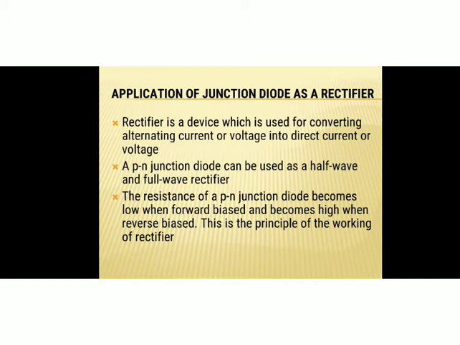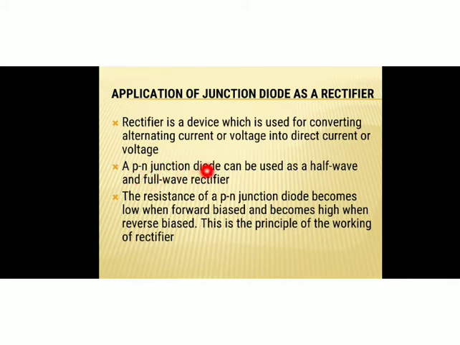So the first application of the junction diode is the rectifier. What do you mean by a rectifier? A rectifier is a device which is used for converting alternating current or voltage into direct current or voltage. That means simply we can say a rectifier is a device which converts AC current or voltage to DC. If we provide an AC voltage or current to it, we will get DC current and voltage as output. It converts a bidirectional signal to a unidirectional signal.